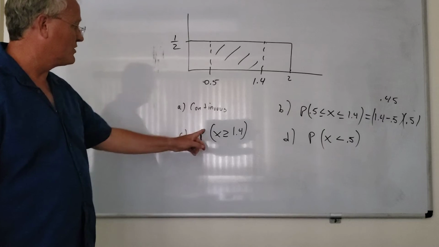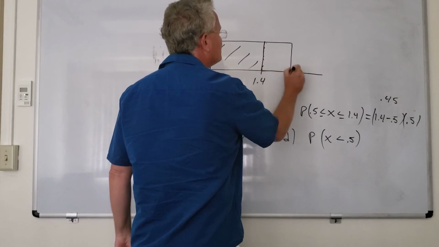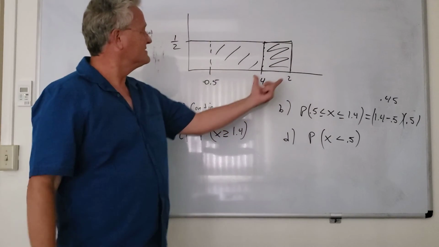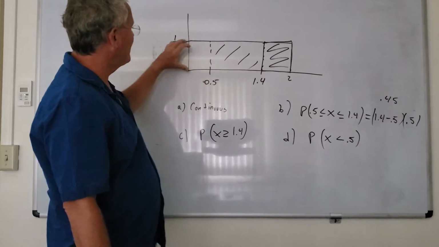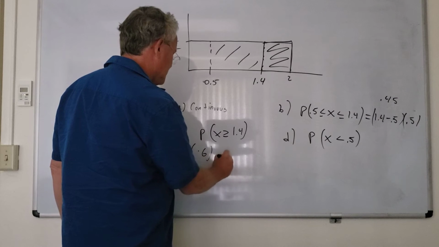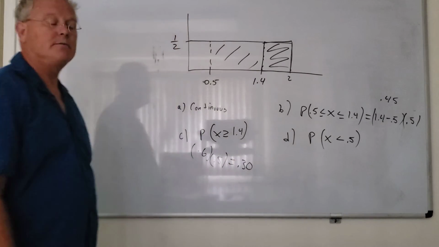What's the probability we're greater than 1.4? Well, that's this area over here. And what is this distance? This distance is 0.6 times 0.5. 0.6 times 0.5 is 0.30, or 0.3.